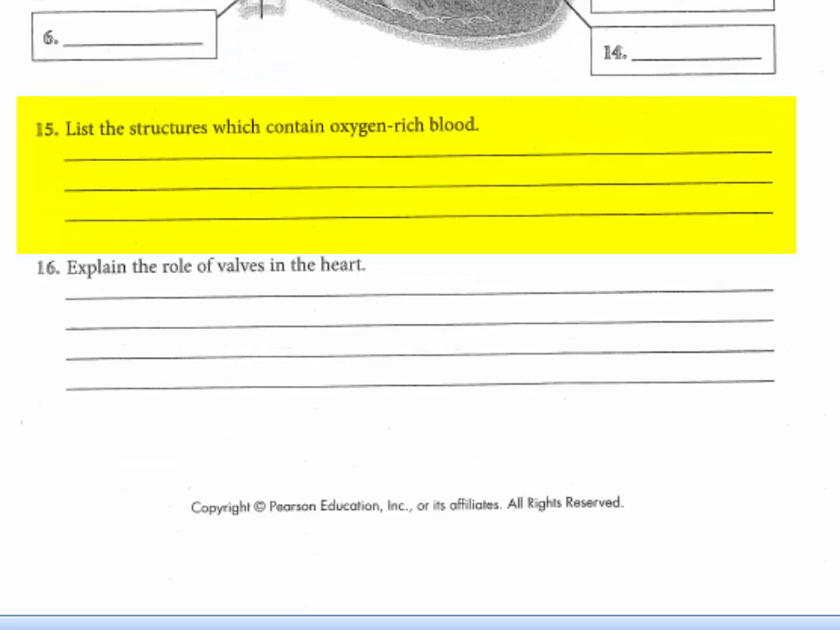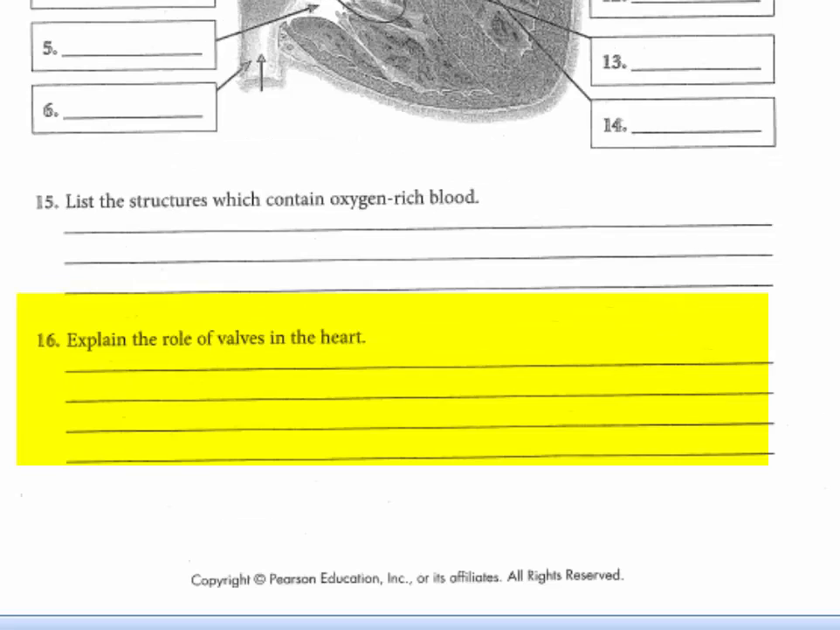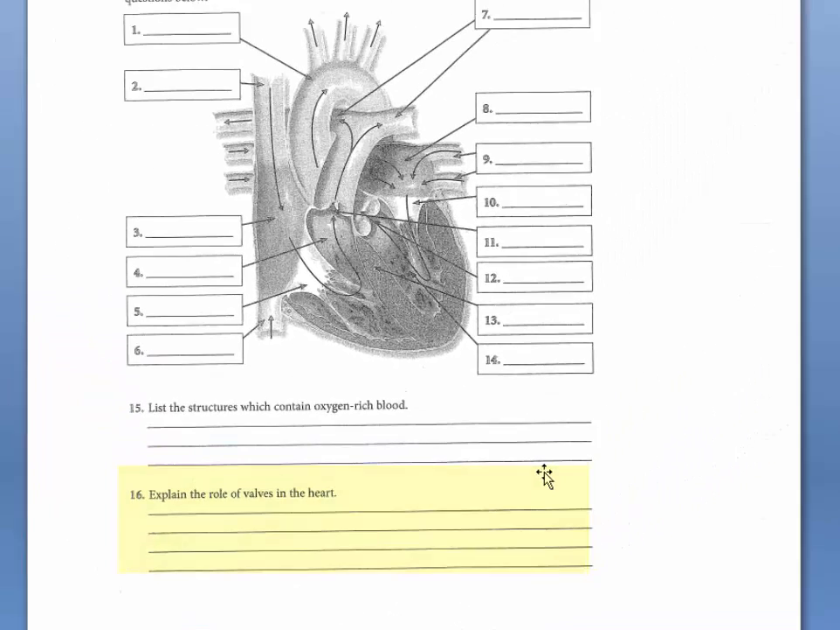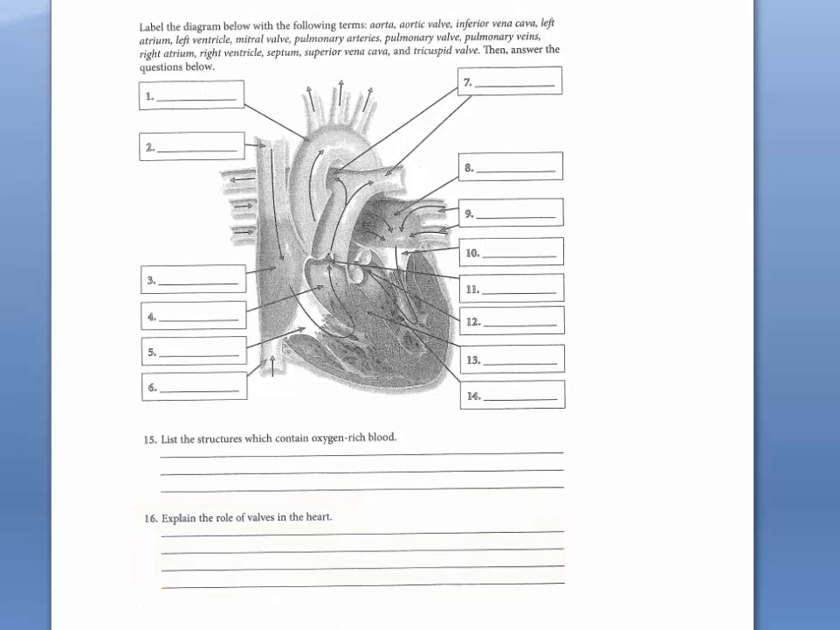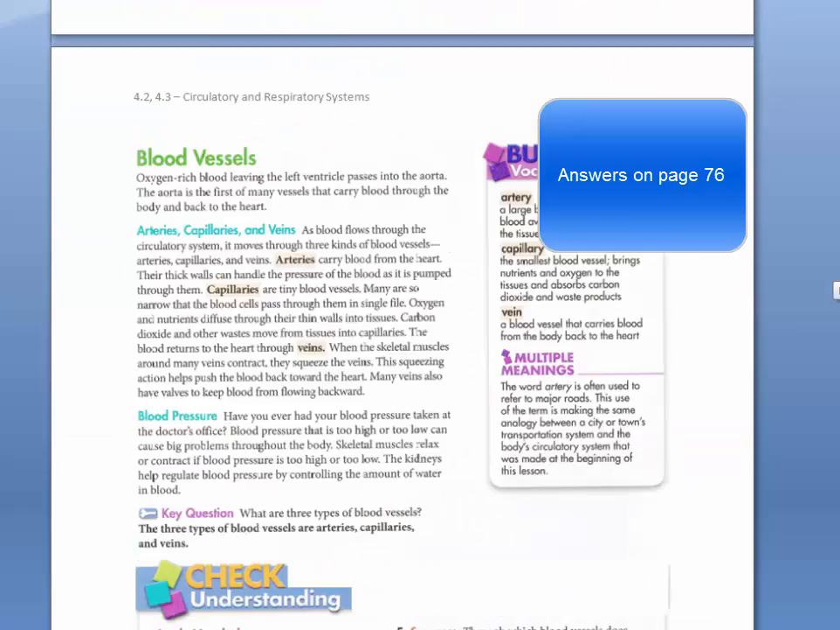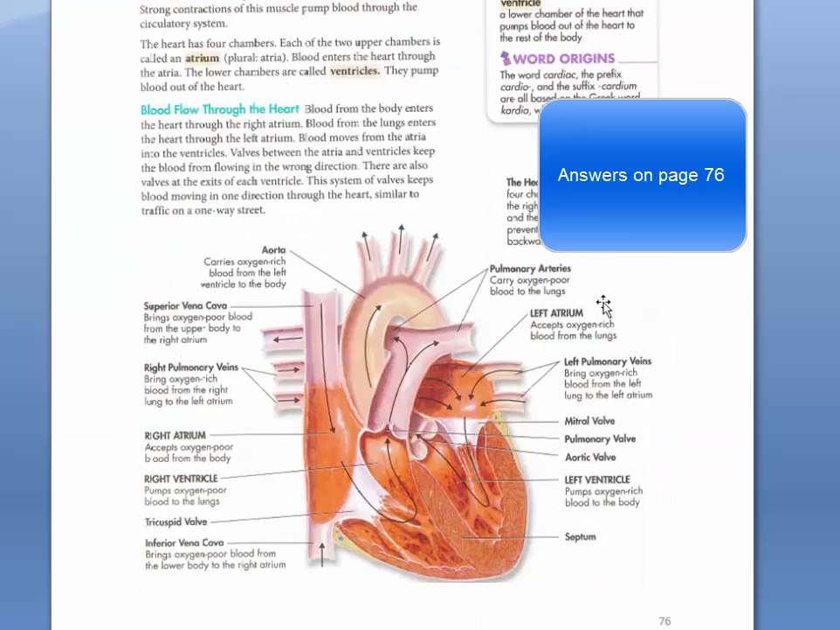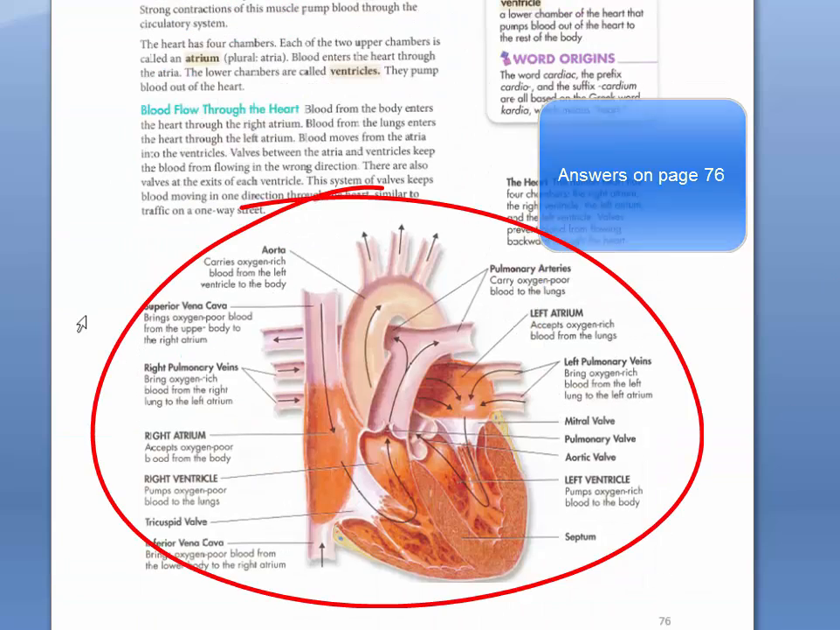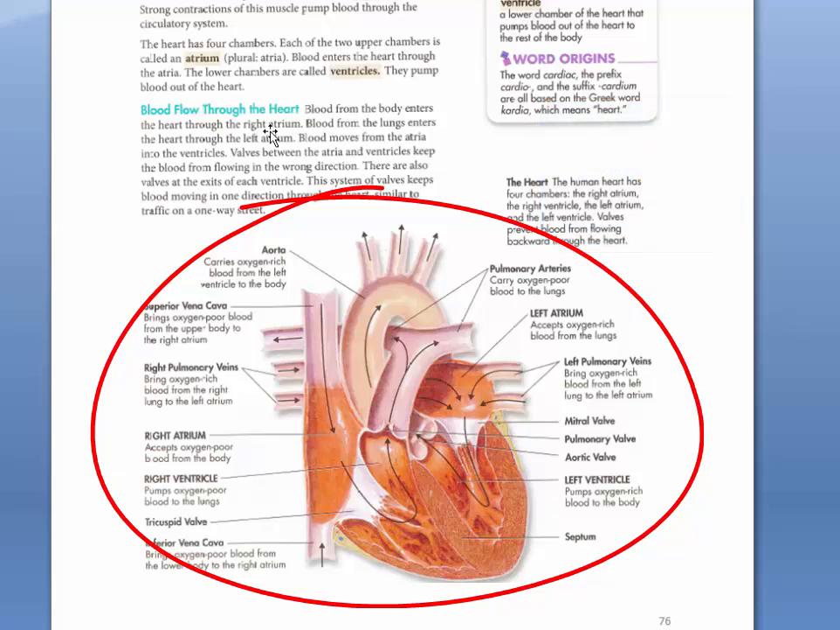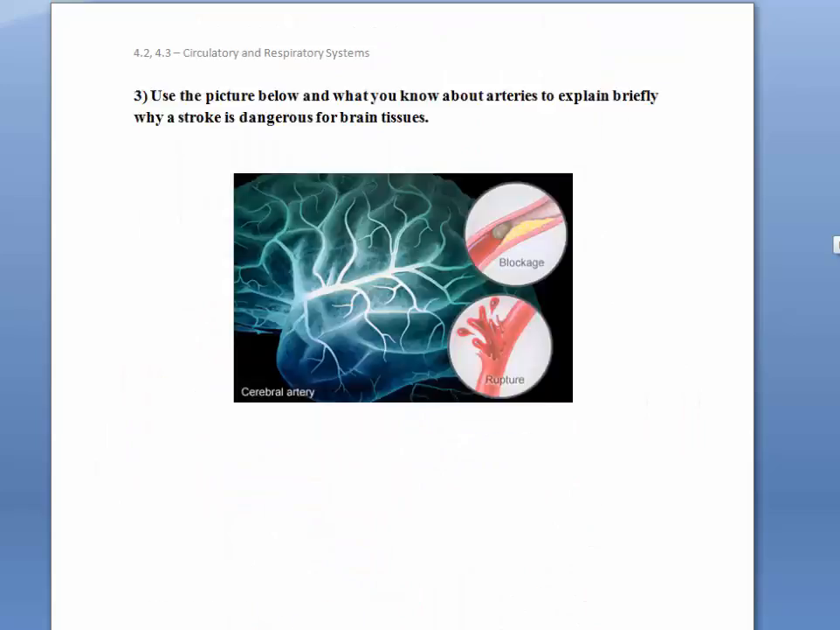Number 15, list the structures which contain oxygen-rich blood. And number 16, explain the role of valves in the heart. All of the information for this particular quiz will be found on page 76. So it's the exact photo that's on page 92. Your quiz, which is on page 92.